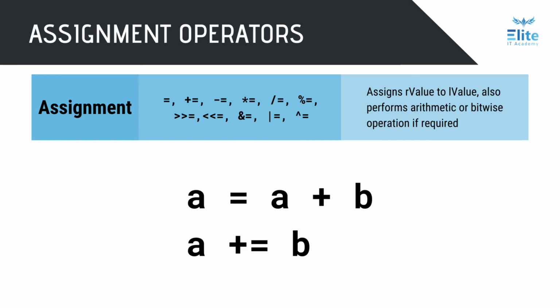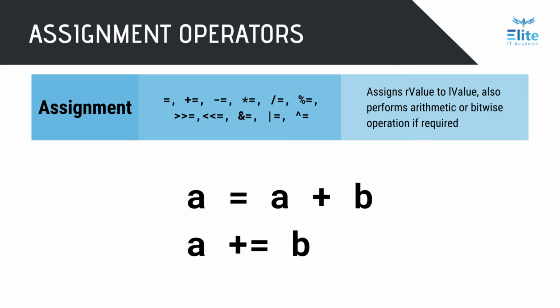Then we have the assignment operators. In its simplest form, the assignment operator will assign the value of the right-hand side expression to the left-hand side variable. The assignment operator has the least precedence in an expression. Other forms of the assignment operator combine arithmetic and bitwise operations. These are binary operators that perform arithmetic and bitwise operations on the left-hand side variable. The result is stored in the left-hand side operand.